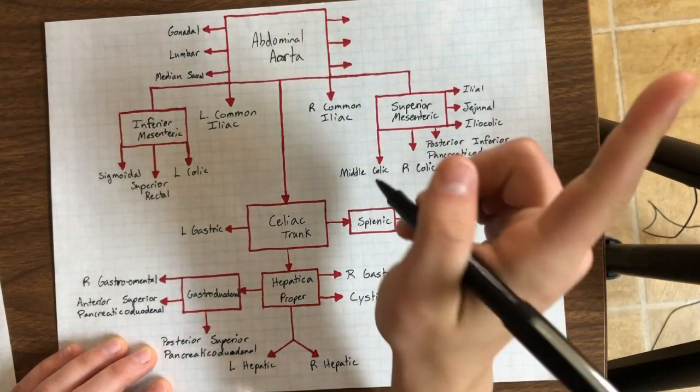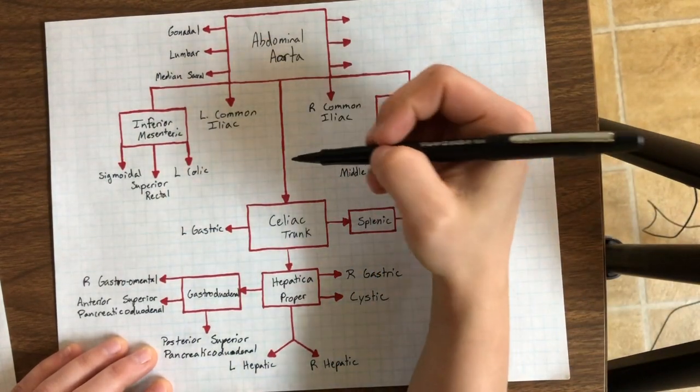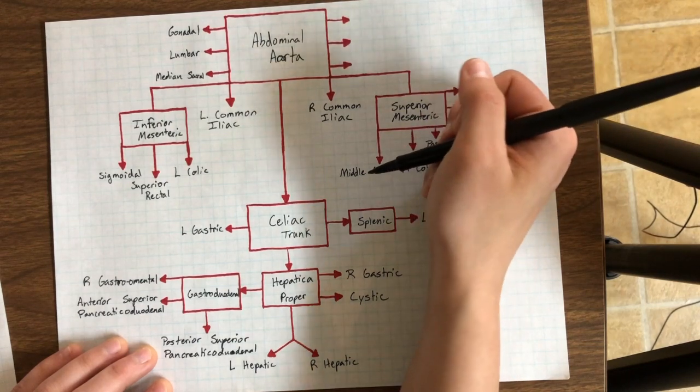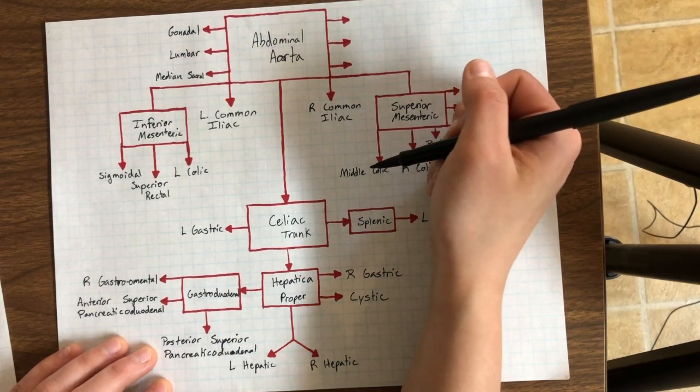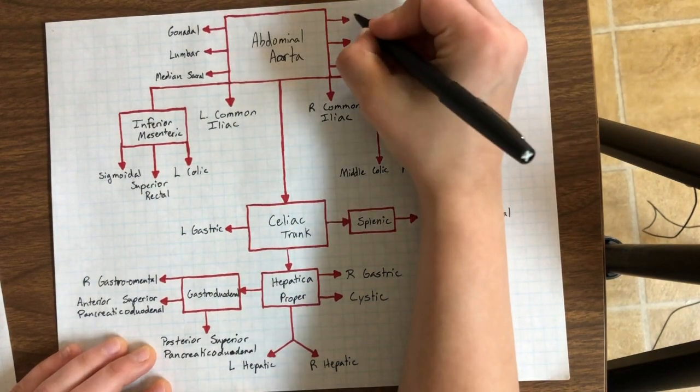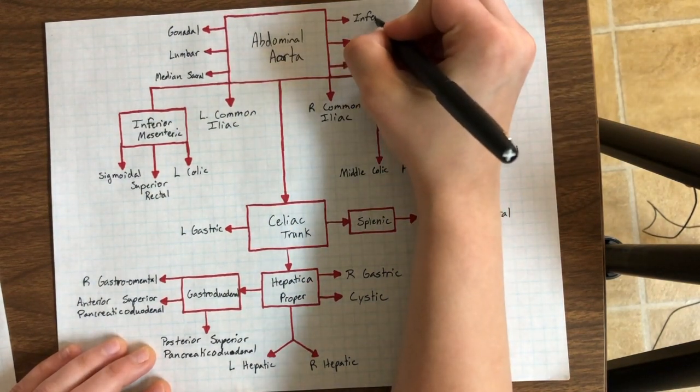which there's just going to be one of, and that's going to go right in between the left and right common iliac arteries and descend in the pelvic cavity as well, and provide blood supply to the sacrum and the coccyx. Then we're going to have an inferior phrenic artery.